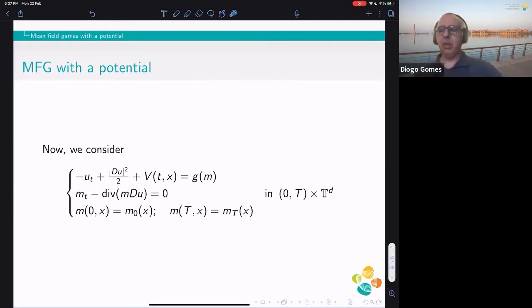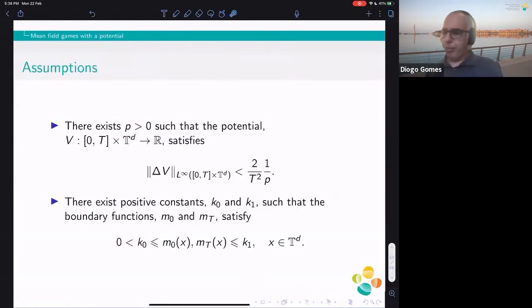Somehow they cannot give it to you. These proofs would need to be changed in some substantial way, because it's most likely false without any conditions on V. So actually what we found is that there are some smallness conditions on, in this case, the Laplacian of V. These are two assumptions that combine two things: how large the Laplacian of V is and how large the time is.